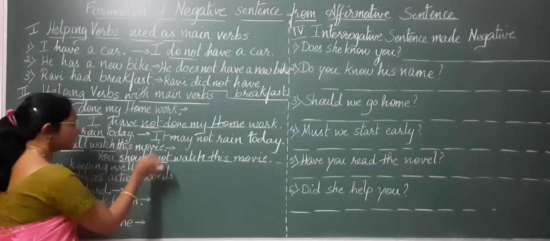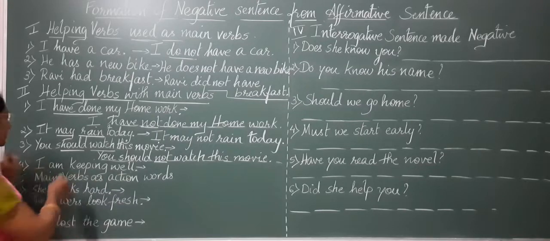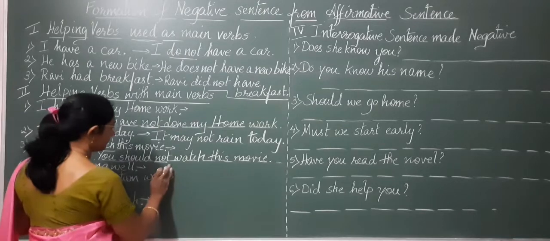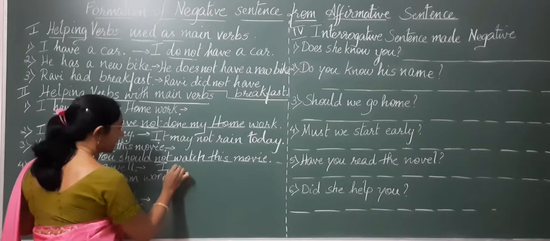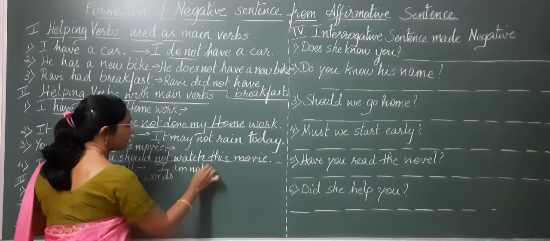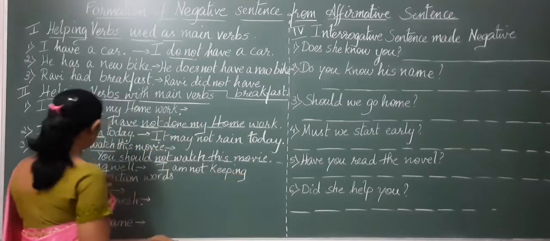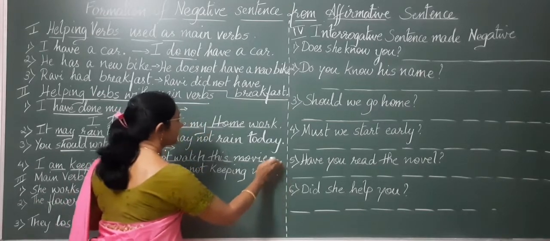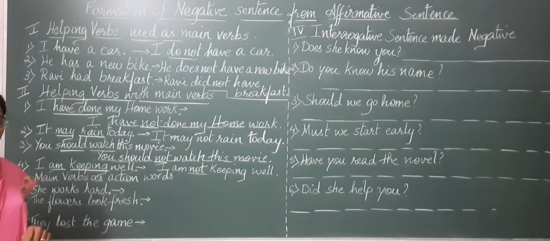Not is placed in between the helping verb and the main verb. I am keeping well. I am is a helping verb. Keeping becomes a main verb. Into negative sentence, I am not keeping well. So here we see the negative word placed in between the helping verb and the main verb.